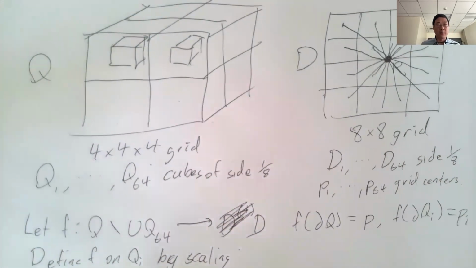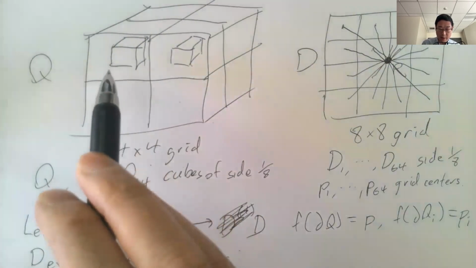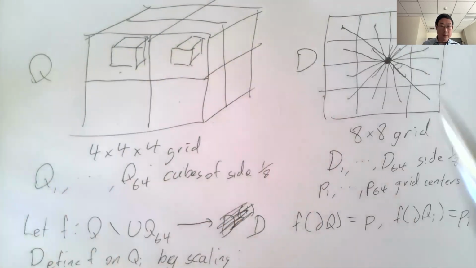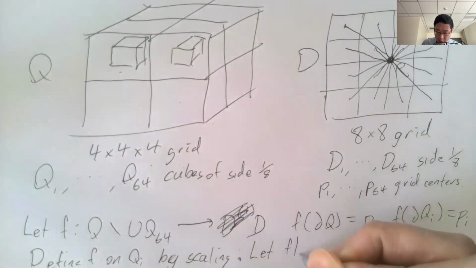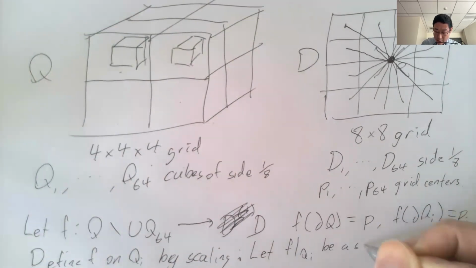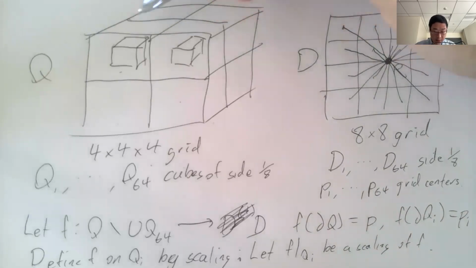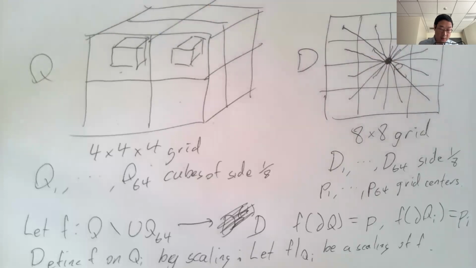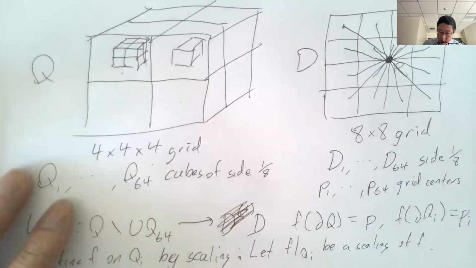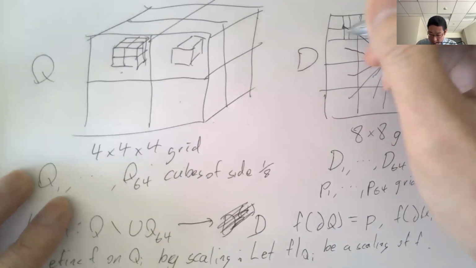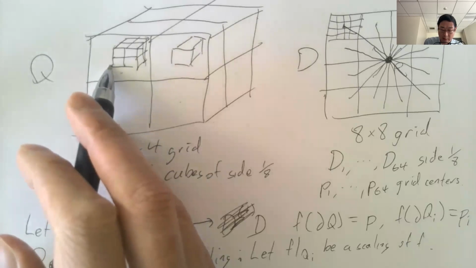Because remember, our original map sent the boundary of the big cube to the center of the big square, and the boundaries of the little cubes to the centers of the little squares. So we can let F on Q_i be a rescaling of F, which is to say we're going to define a map on these little cubes by dividing each of the little cubes into a 4x4x4 grid, dividing each of the little squares into an 8x8 grid.